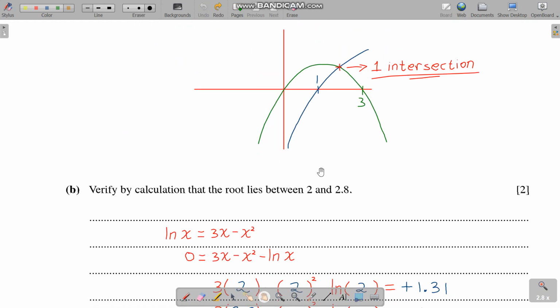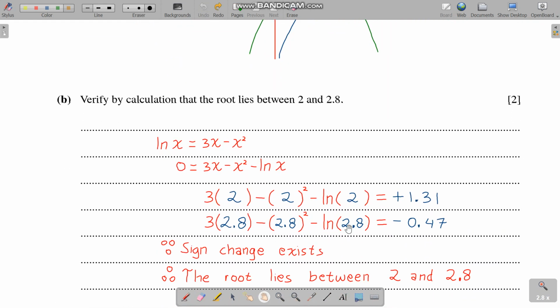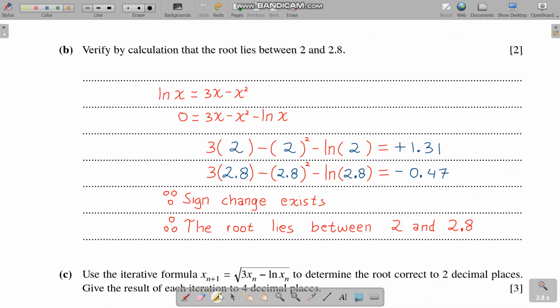Now verify by calculation that the root lies between 2 and 2.8. This is about the test of sign change. To find the testing function, we just use the original equation and move everything to one side. So we're moving ln x to the right here. This is the function we need to use.